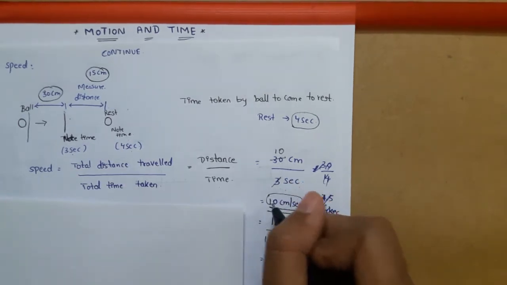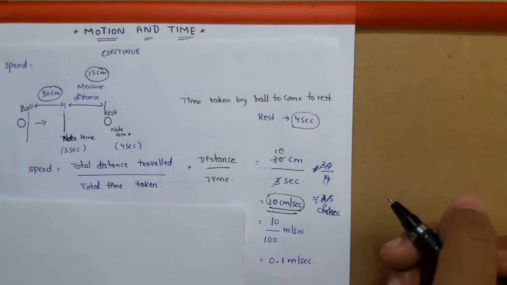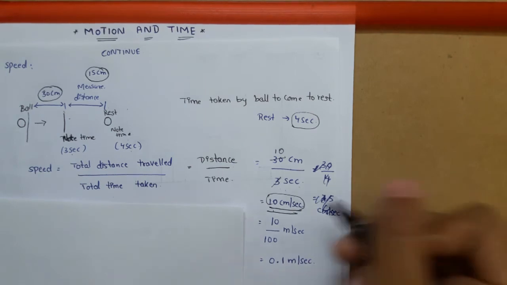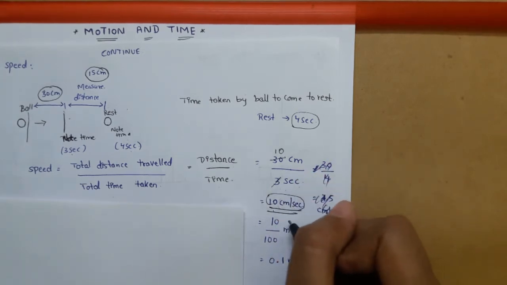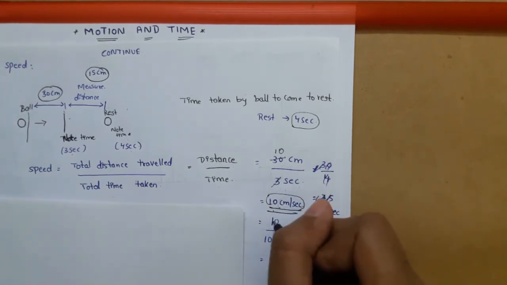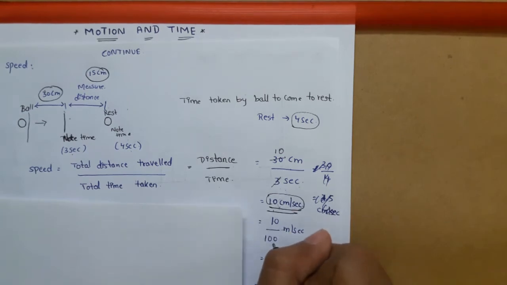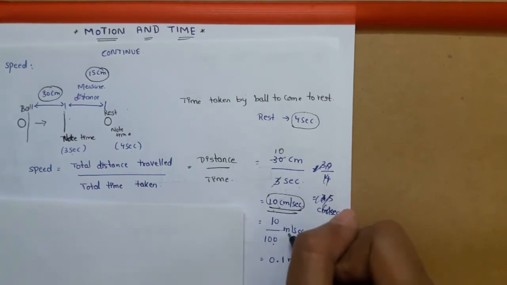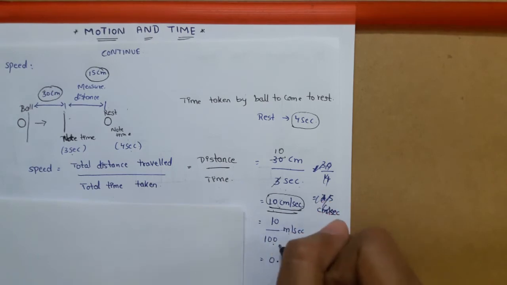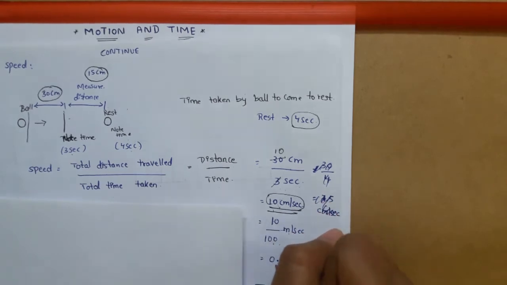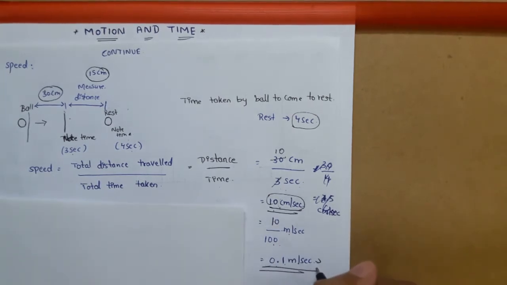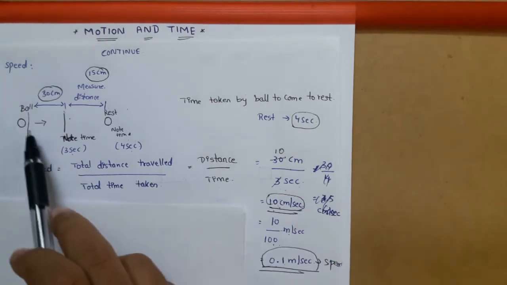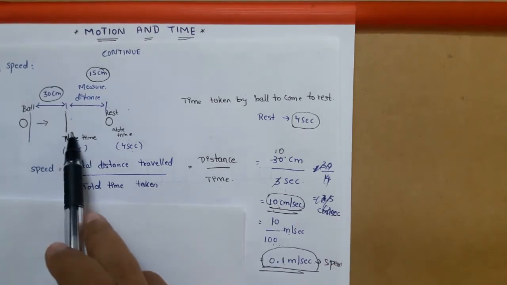But usually speed is calculated in terms of meter per second. So let's convert into meter per second. Centi means 1/100, so let's divide 10 by 100. We will get the value in terms of meter. So 10 divided by 100 is equal to 0.1 meter per second. So this is the speed of the ball when it crossed the first line.